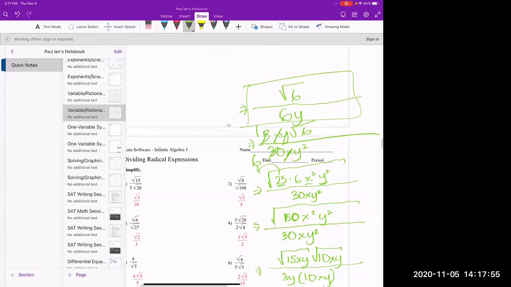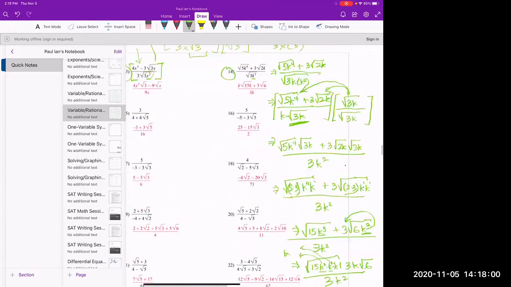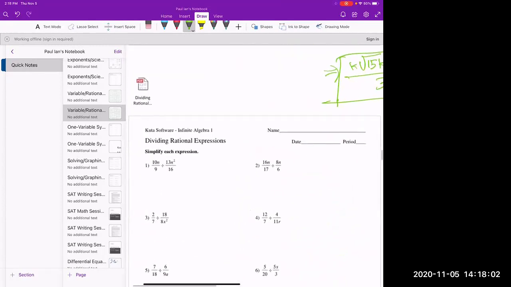How about those? Those are not that bad. You just have to go through the process. They're not really that bad. Okay, let's try to go to these guys now. Rationals.